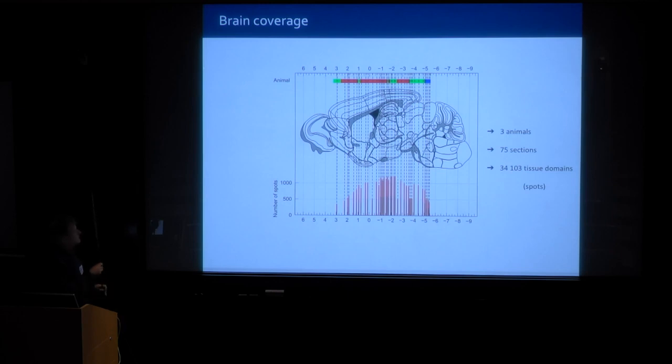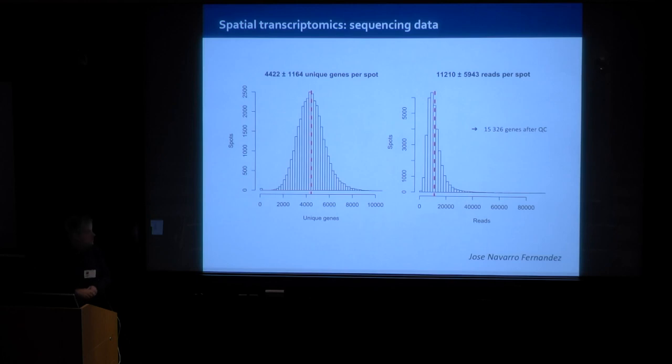We used 3 animals, 75 sections. These are the different animals, and these are the sections through the brain. And we're analyzing some 34,000 tissue domains, or spots. So in this data, we have about 4,000 genes per spot, per measurement, and we characterize a majority of the genes present in the mouse genome, something like 15,000 genes.